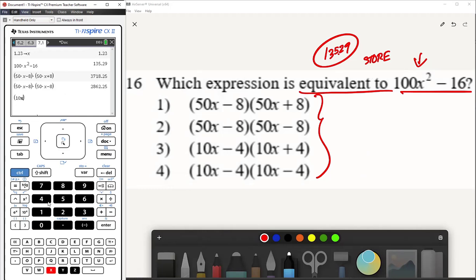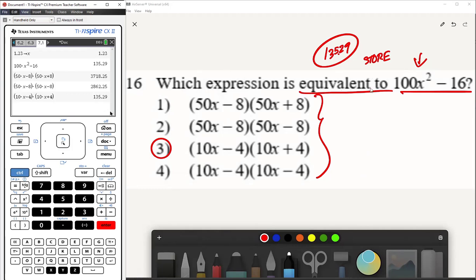And so I'm going to go and do parentheses 10x minus 4 times 10x plus 4, and then I press enter, and that's 135.29. That's my answer. So my answer is number 3. Done. They match exactly. Once they match exactly, you can stop. That's your answer. That's a great way to do this, and we can keep it moving, right?